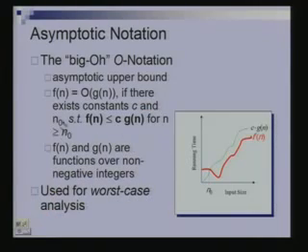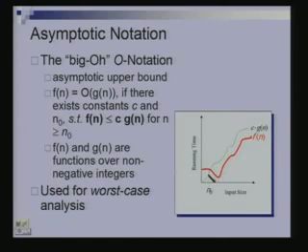Okay, that brings us to something that some of you might have seen before, the big O notation. So if I have functions f of n and g of n, n here is typically representing the input size. F of n is measuring the time that your algorithm is taking. So f of n and g of n are both non-negative functions.